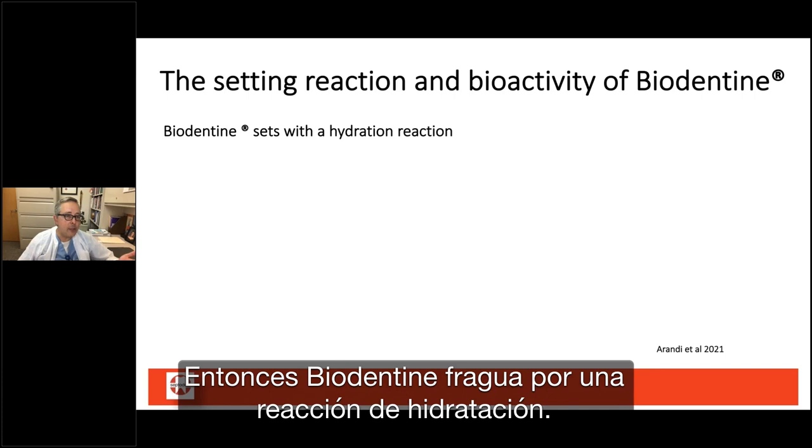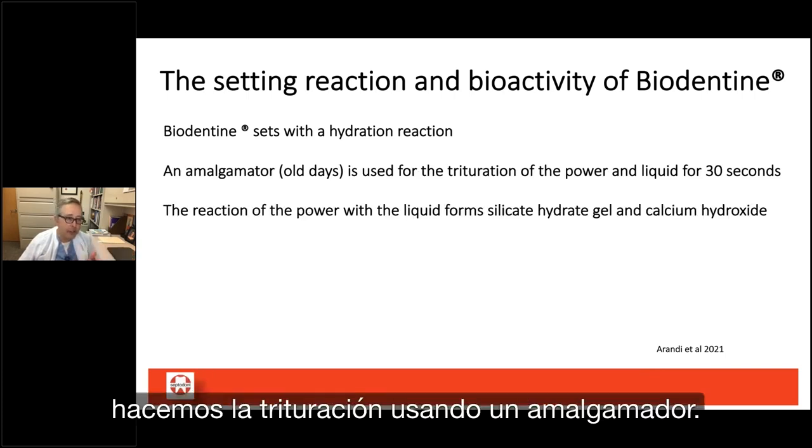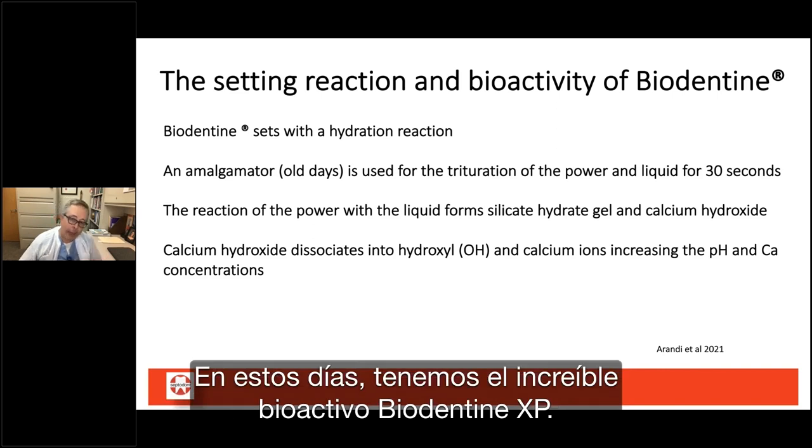Biodentine sets with a hydration reaction. In the old days, we used trituration with an amalgamator. These days, we have the amazing bioactive Biodentine XP.